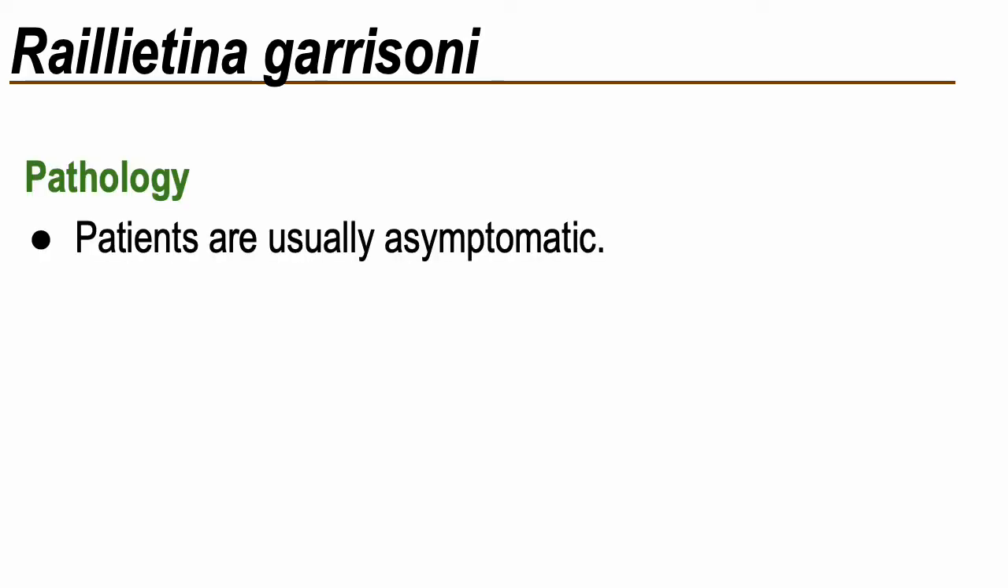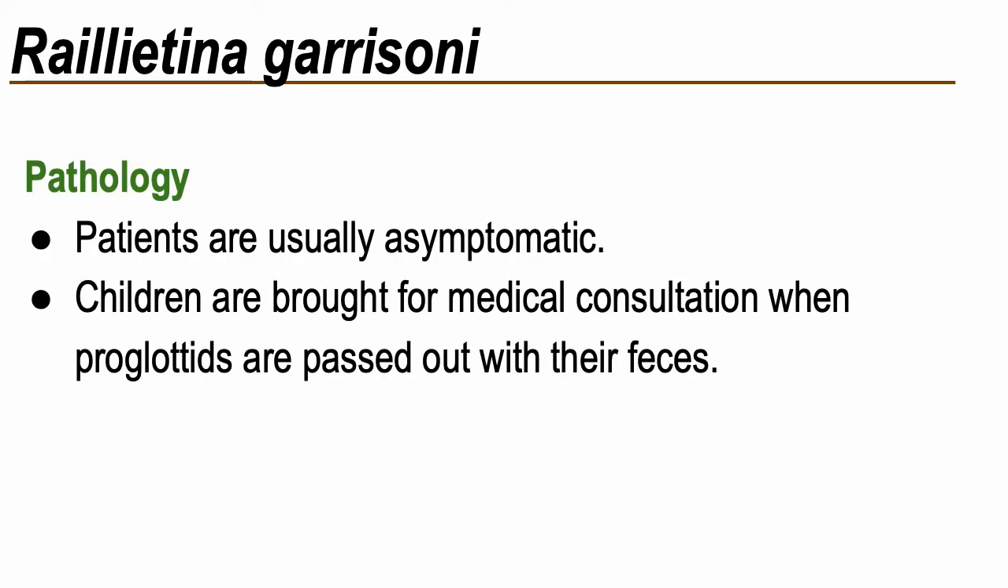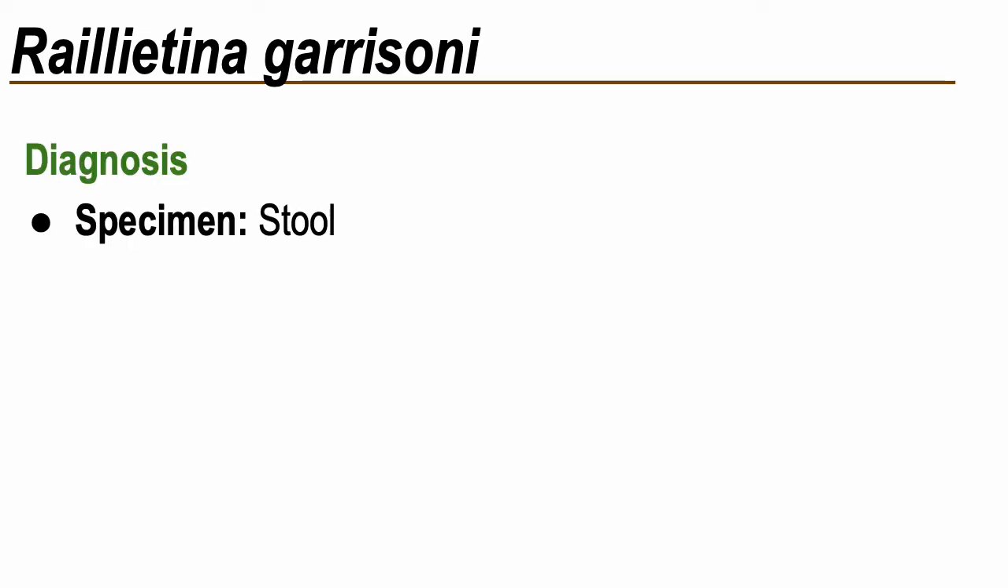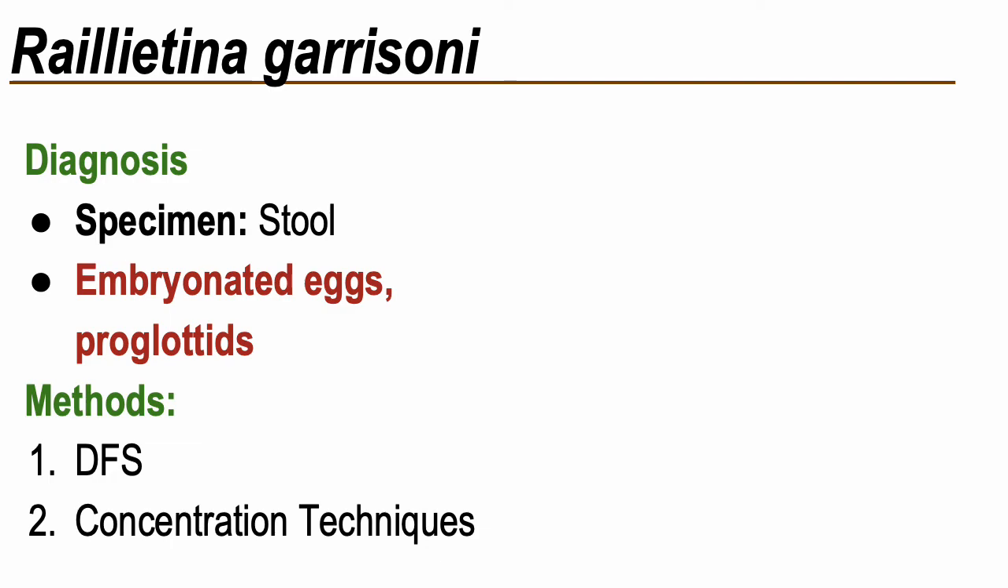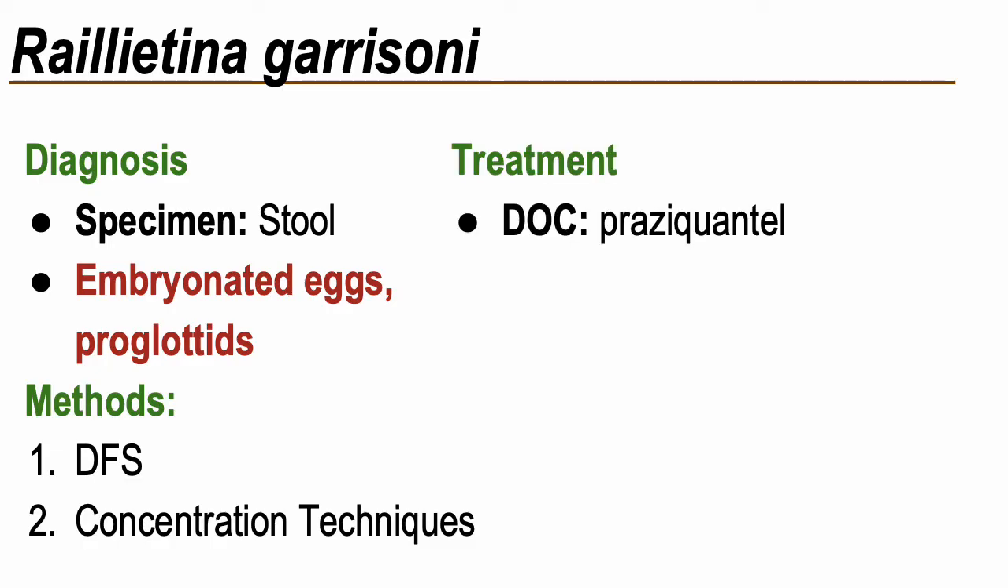For the pathology, patients infected with this parasite appear to be healthy and asymptomatic. Children, which have increased cases of this infection, may be brought for medical consultation when proglottids are passed out with their feces. Diagnosis of this parasite is through the usage of stool, where we can highlight the embryonated eggs and proglottids. The methods that we can use is the conventional direct fecal smear, or we can also use the concentration techniques, especially at lighter infections. Treatment is similar to all other Cyclophyllidea tapeworms, and that would be the praziquantel.